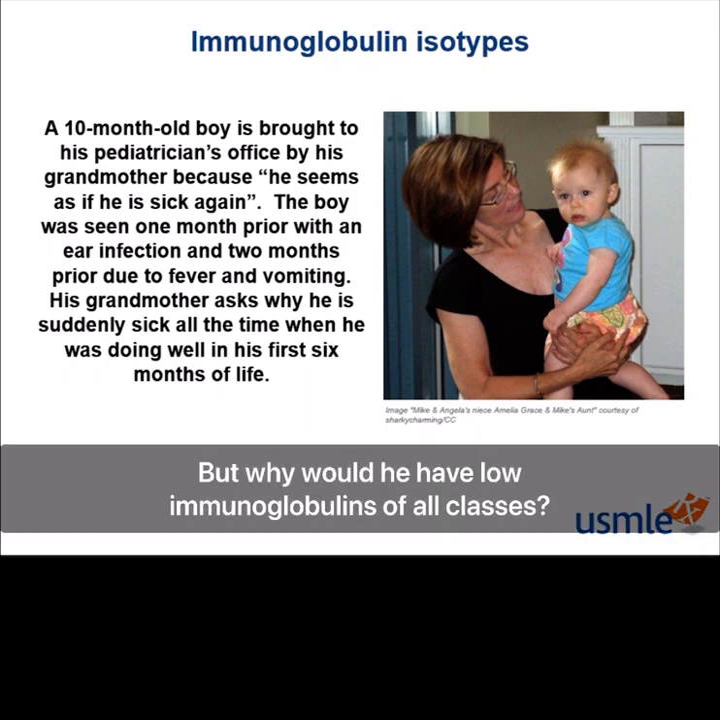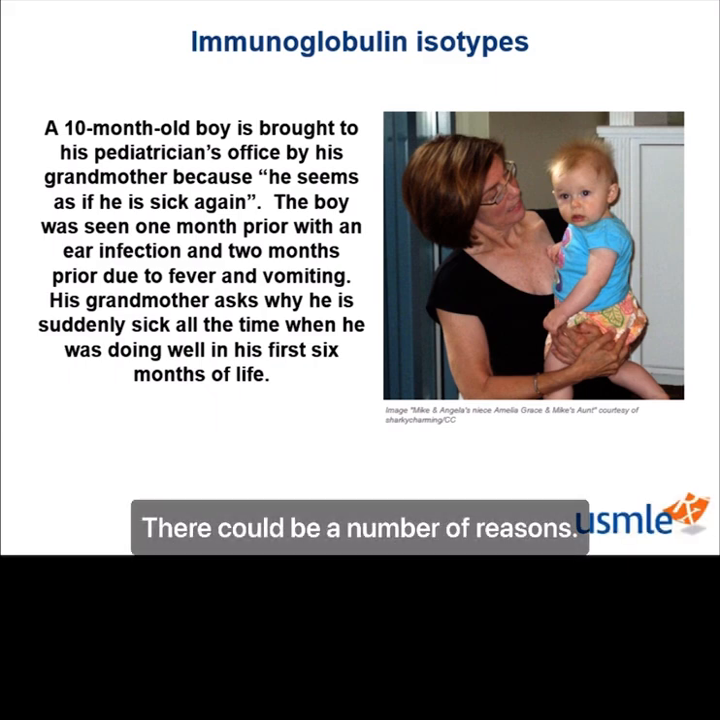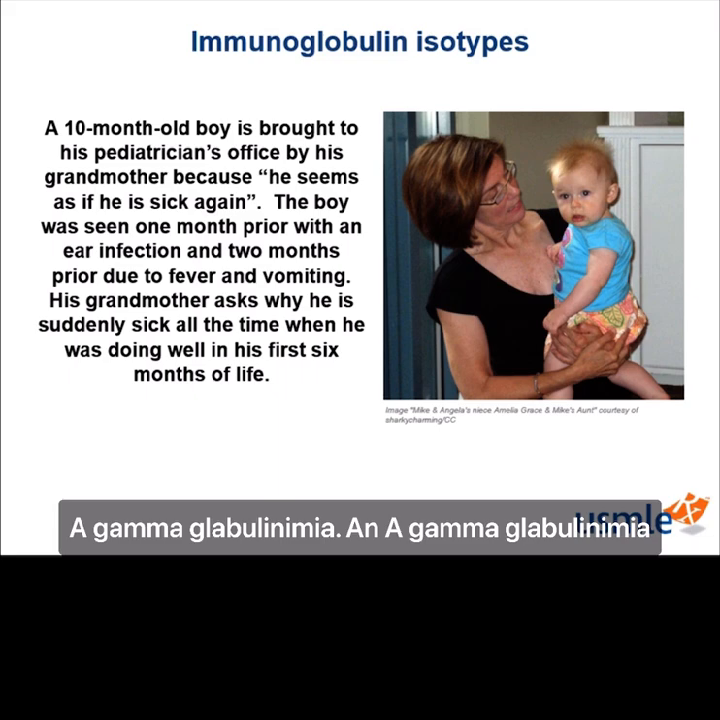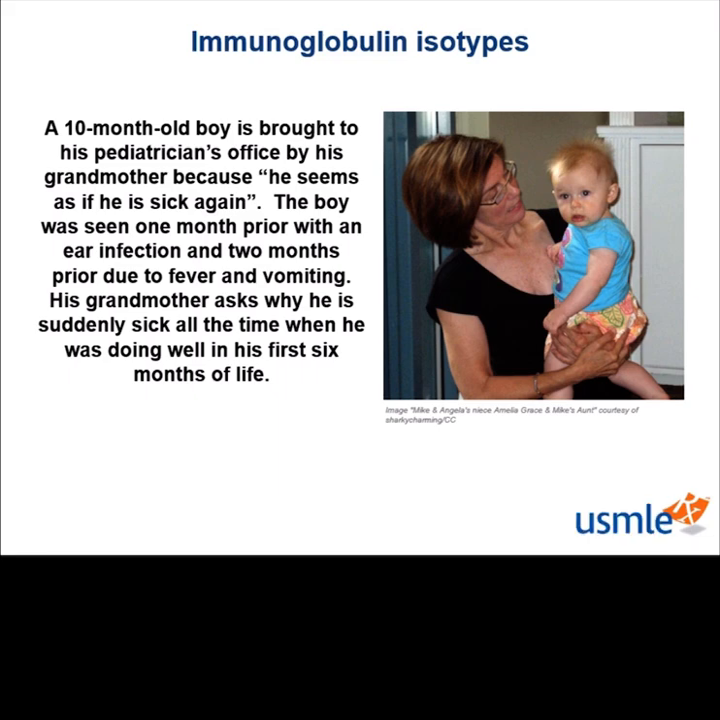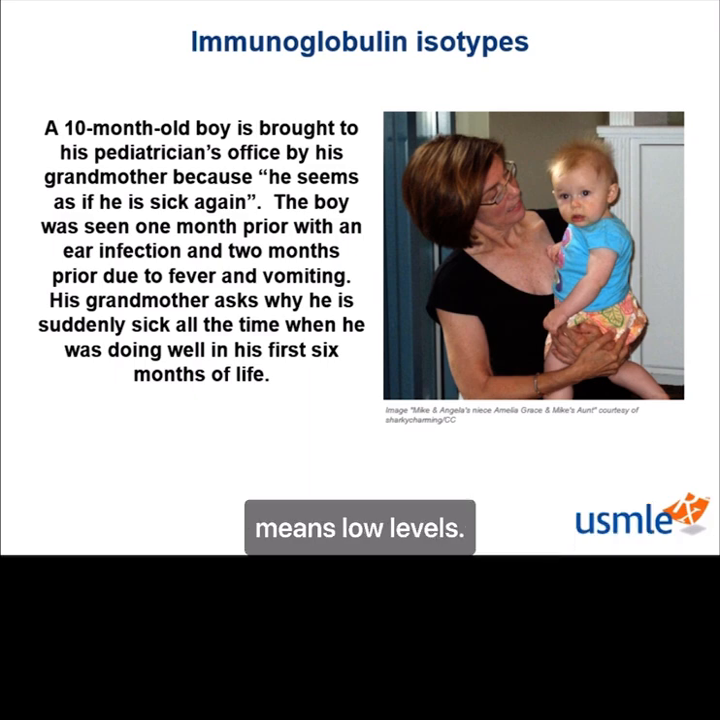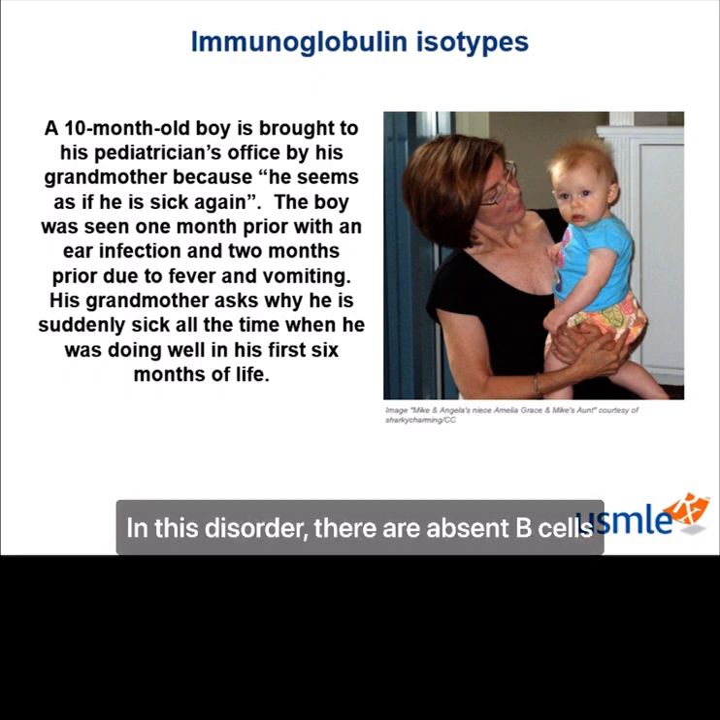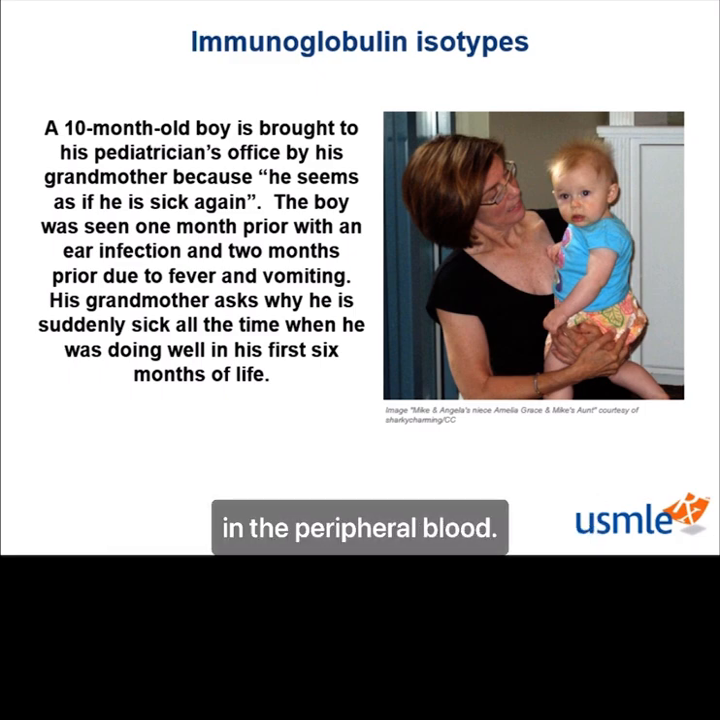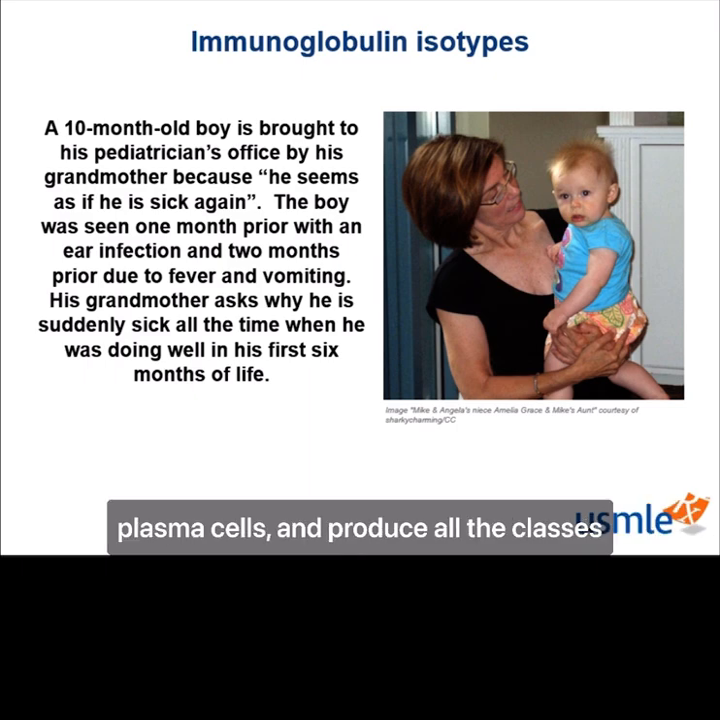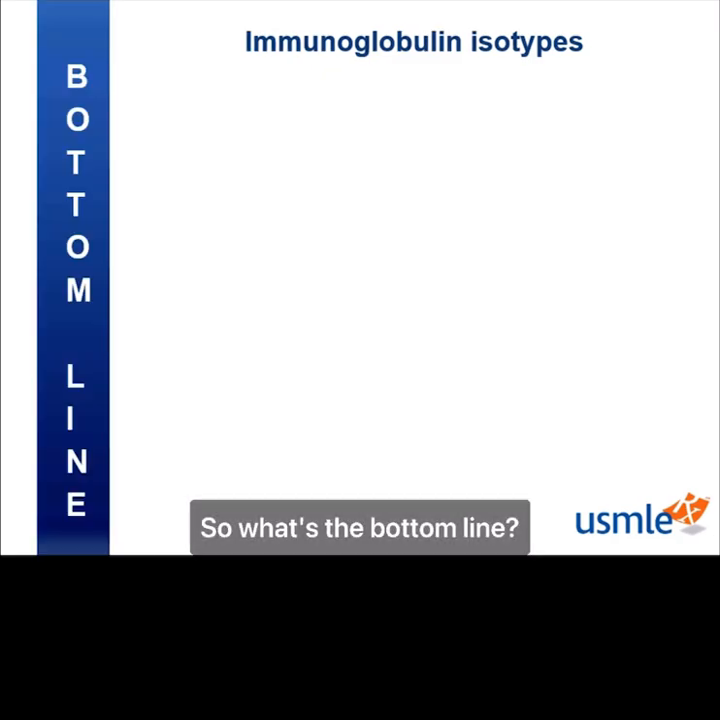But why would he have low immunoglobulins of all classes? There could be a number of reasons, but a common immunodeficiency is X-linked or Bruton's agammaglobulinemia. Agammaglobulinemia really means without gamma globulins, and emia means low levels. In this disorder, there are absent B cells in the peripheral blood. And remember, we need our B cells to differentiate into plasma cells and produce all the classes of antibodies we just discussed. So what's the bottom line?